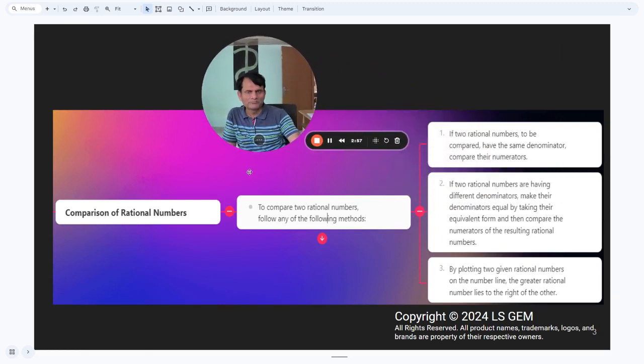Let us see how we compare rational numbers. To compare two rational numbers, follow any of these methods. If the two rational numbers to be compared have the same denominator, compare just the numerators, and whichever is greater, that is the greater number. But if the two rational numbers have different denominators, make their denominators equal by taking their equivalent forms and then compare the numerators of the resulting rational numbers. Also, you can compare by plotting the two given rational numbers on a number line. The greater rational number lies to the right of the other.